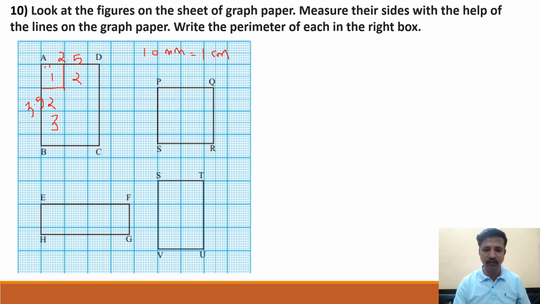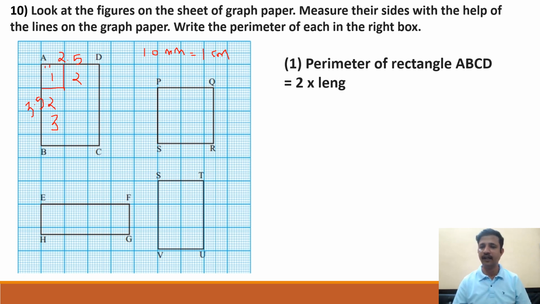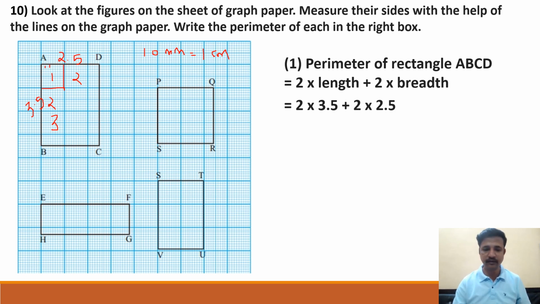Correct. So we use the formula of rectangle. This is a rectangle. Opposite sides are equal. AB is 3.5, so DC is also 3.5. AD is 2.5, so BC is also 2.5. Perimeter of rectangle ABCD equals 2 multiply length plus 2 multiply breadth. Put the value: 2 multiply 3.5 plus 2 multiply 2.5. Multiply this equation and this equation.